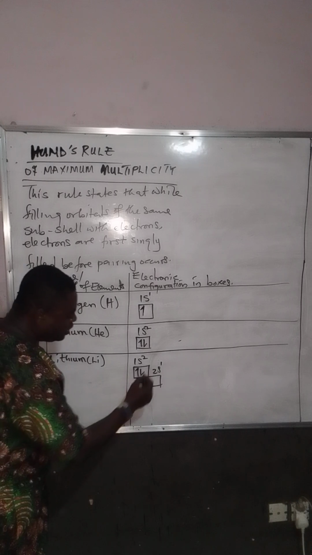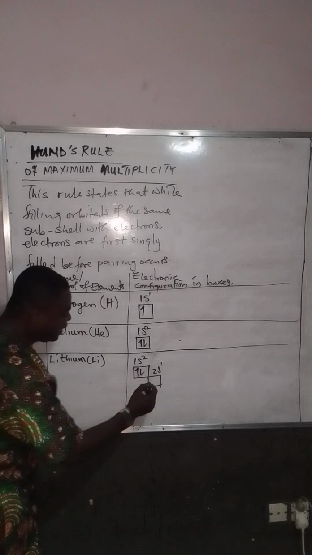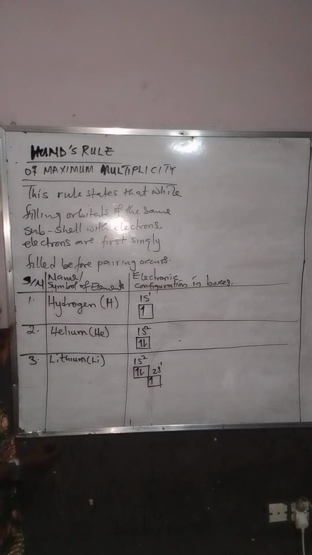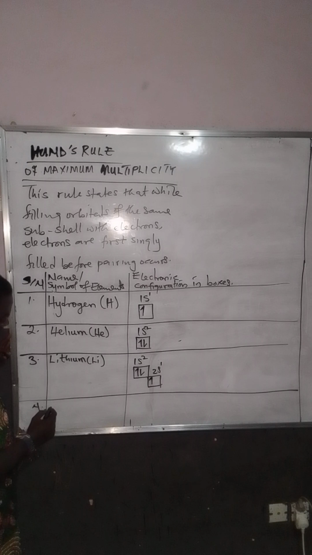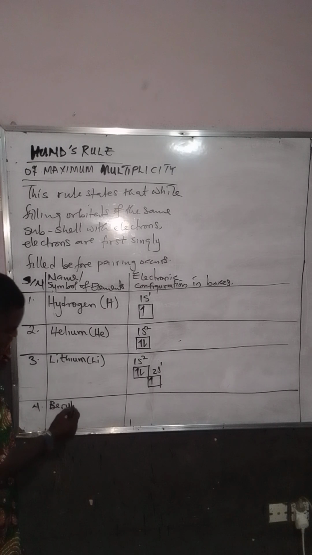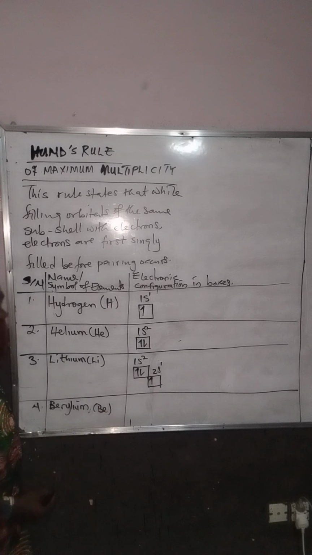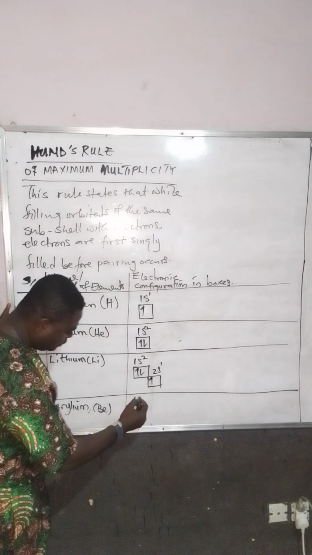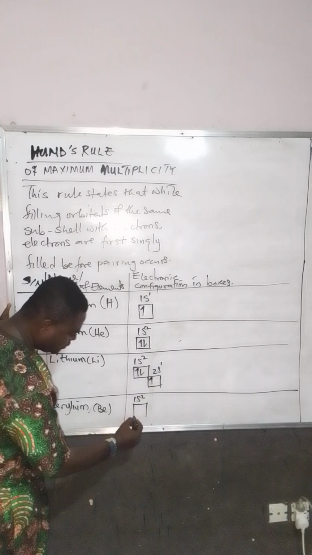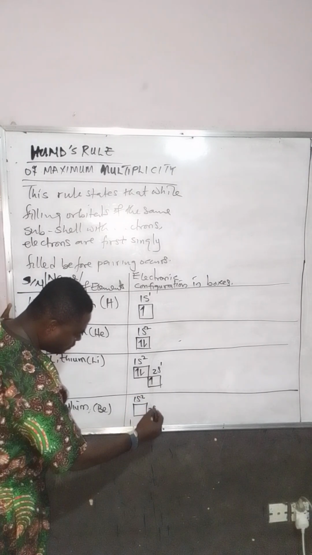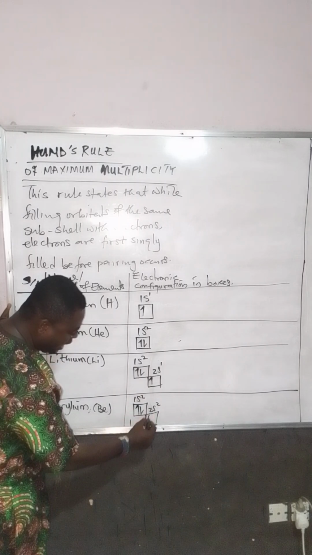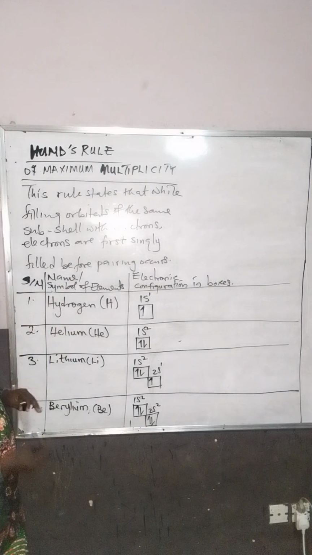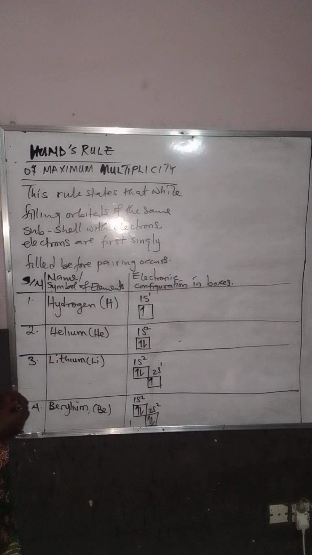So now, whose rule does not affect the s orbital? Hund's rule. It starts affecting p orbitals. So number 4, beryllium, Be. So we have 1s2, 2s2. For these two, half arrow up, half arrow down, half arrow up, half arrow down. So that is that.